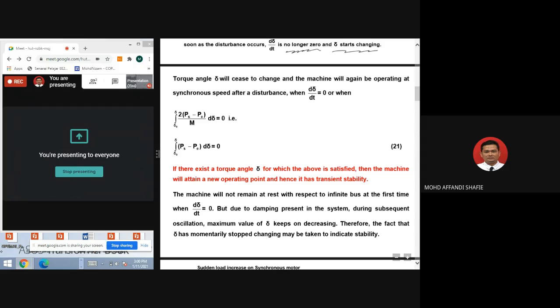If there exists a torque angle delta for which the above is satisfied, then the machine will attain a new operating point and hence it has transient stability. The machine will not remain at rest with respect to the infinite bus at the first time when d delta over dt is equal to 0, but due to the damping present in the system, during subsequent oscillations the maximum value of delta keeps on decreasing. Therefore, the fact that delta has momentarily stopped changing is taken to indicate the stability.